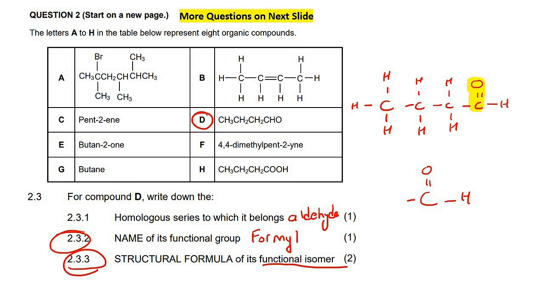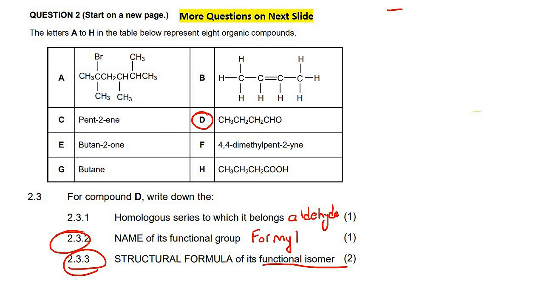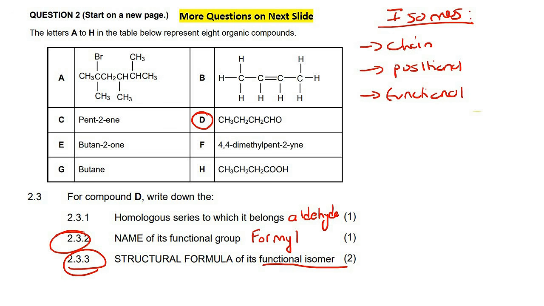Okay, so we need to understand the following. In grade 12, we get isomers, which we spoke about earlier, and we get 3 types: chain, position, and functional. Now, let's take functional and talk about that a little bit further. These are isomers with different functional groups.